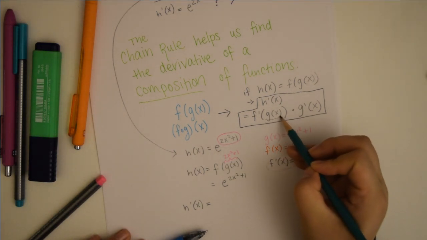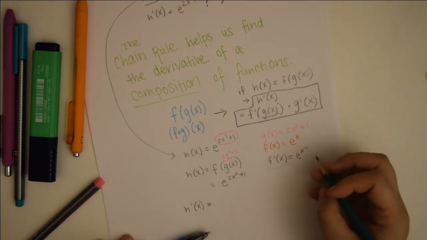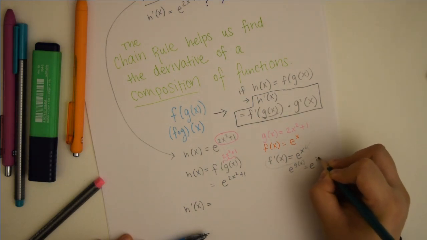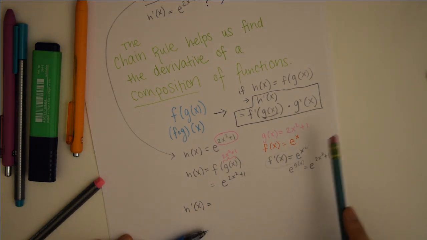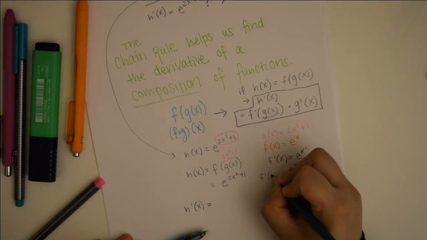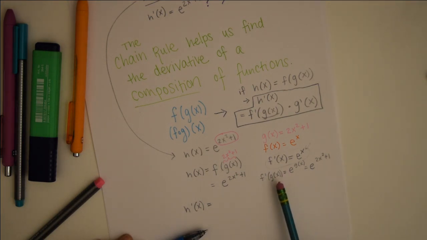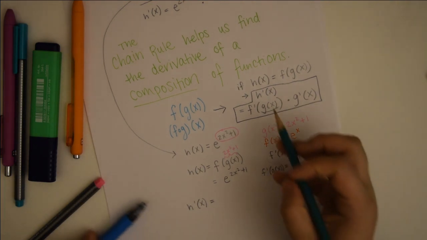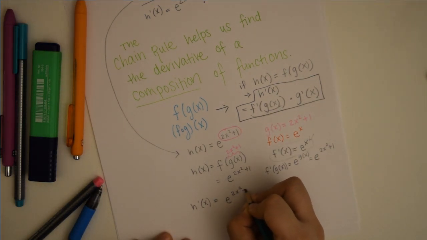But if I input g of x, which is what this tells me, I'm putting in g of x, then I should get e to the g of x, which is e to the 2x squared plus 1, because my g of x was 2x squared plus 1. So f prime of g of x is my f prime of x, but I'm plugging in g of x in place of x. So e to the g of x, which is e to the 2x squared plus 1. So that's this part, okay? So it's e to the 2x squared plus 1.